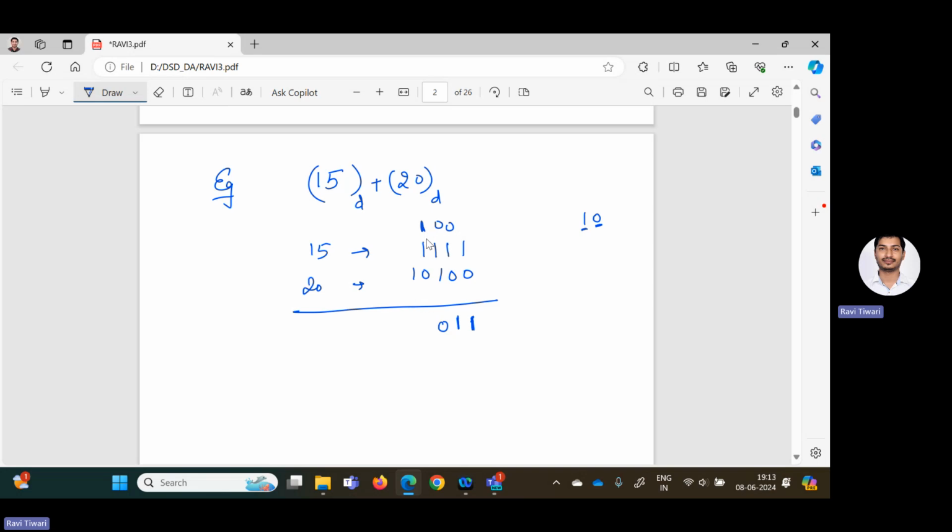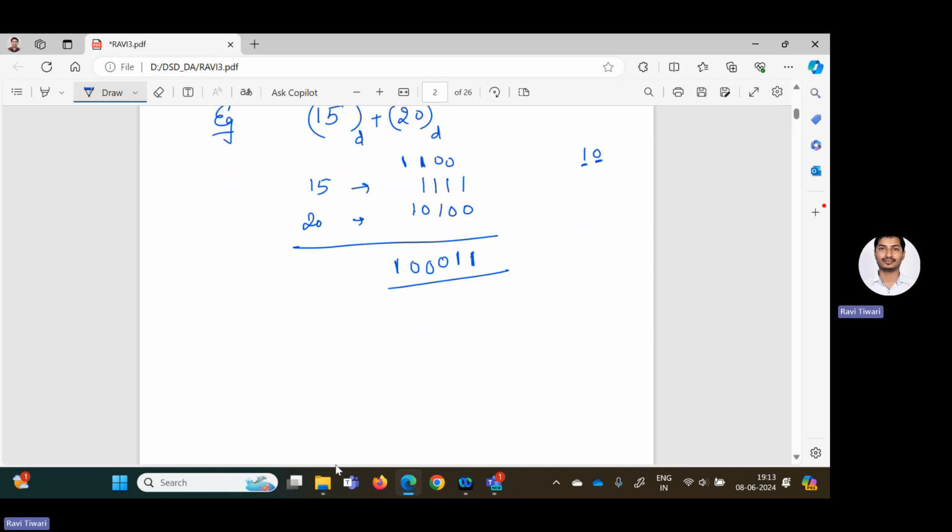Now again you add 1 plus 1, you will get 2. How can we represent 2? As 1, 0. So the output here is 0 and carry is 1. Right? Now you add 1 plus 1. So what will be the output? 2. We represent it as 1, 0, right? So 0 is the sum and the carry is 1. So the answer is 10011.